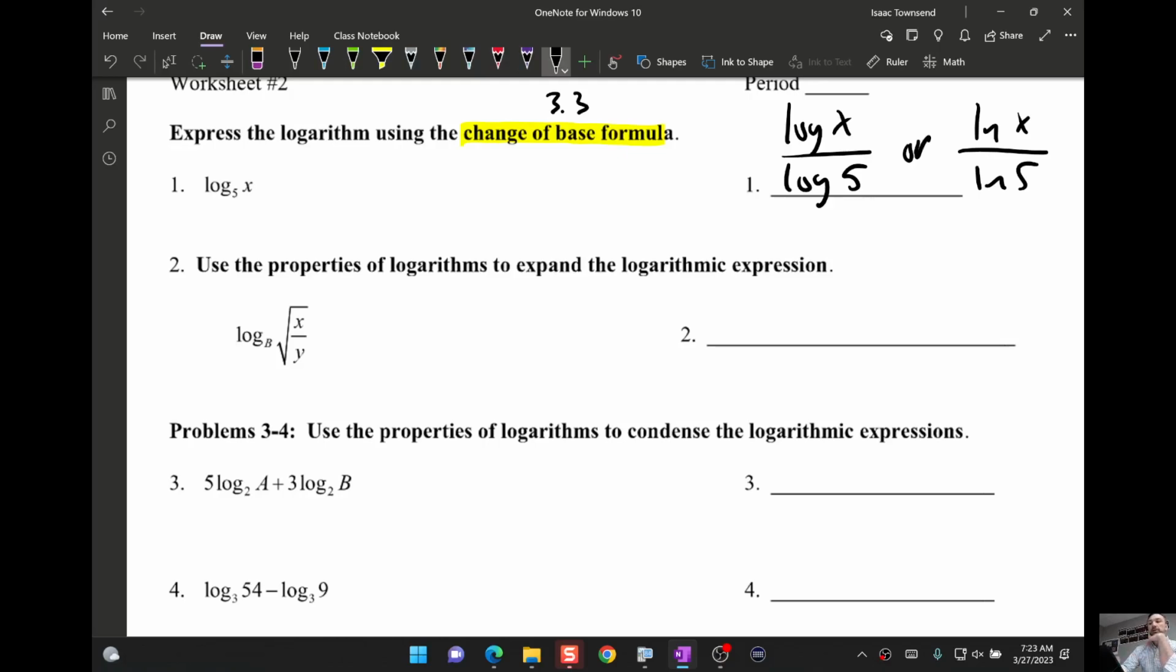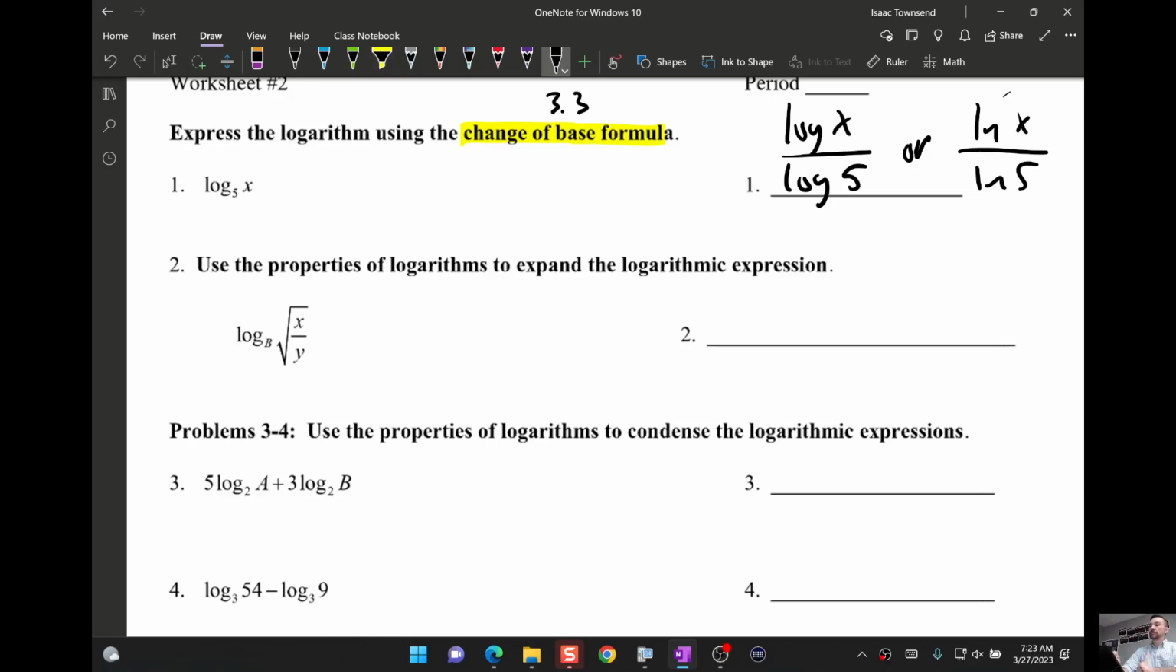However, honestly I don't remember, but if it's multiple choice, we may only list it like this or we may only list it like that, so you need to be aware that both of those are correct. Okay, any questions about number 1?